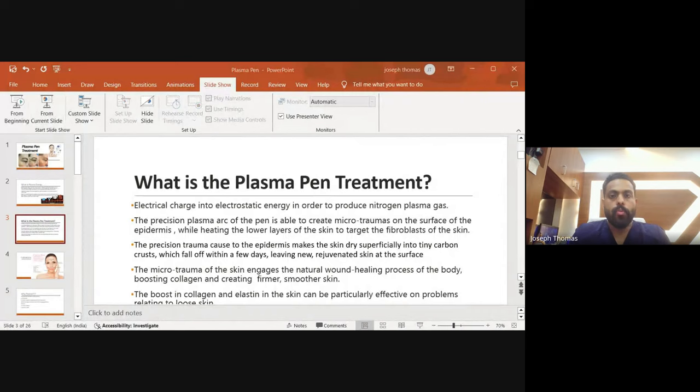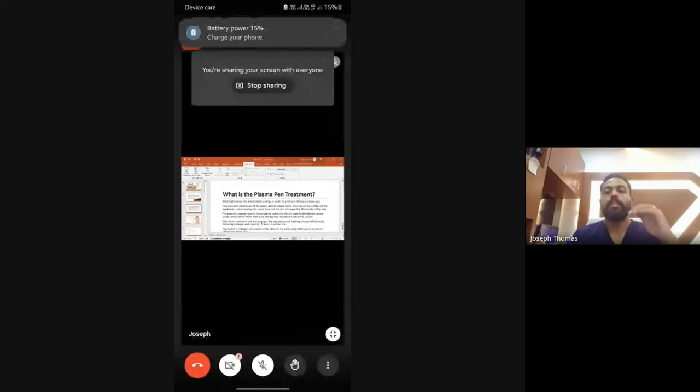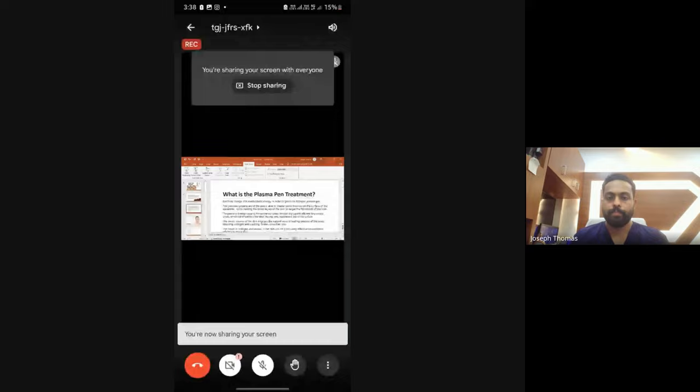So what happens is, the plasma arc is normally blue in color, an orangish-bluish color, the energy. The plasma arc of the pen creates a micro trauma on the surface of the epidermis, and it will heat the lower layers of the skin also. It causes a precision trauma, and tiny crusts, tiny burns are created, which fall off within a few days, leaving new rejuvenated skin.